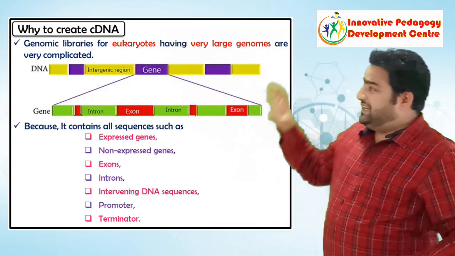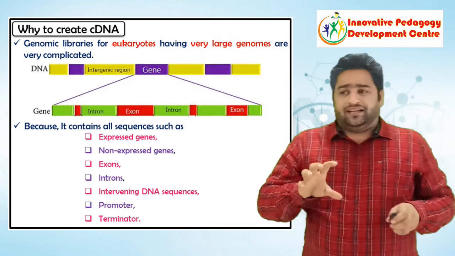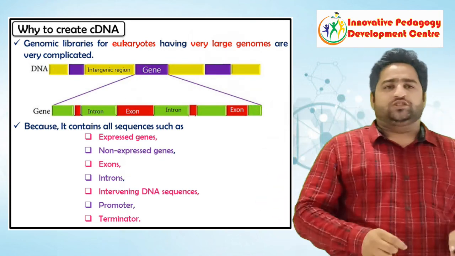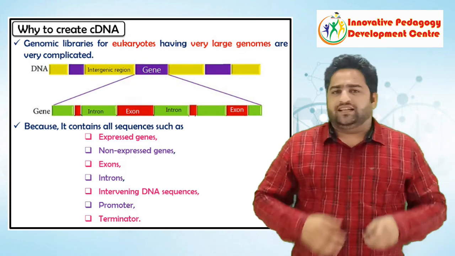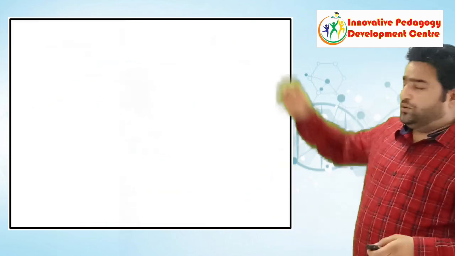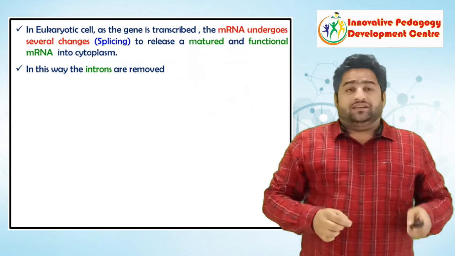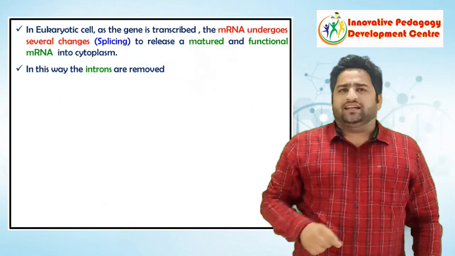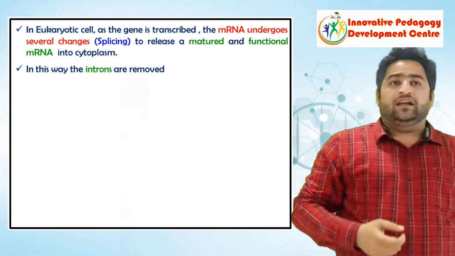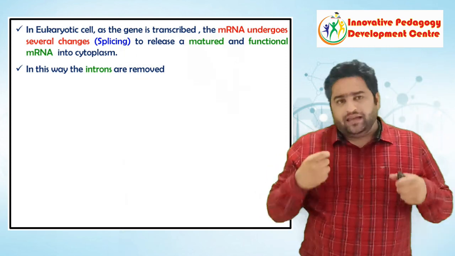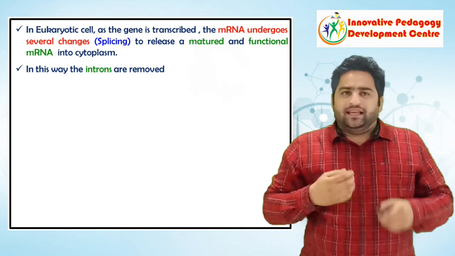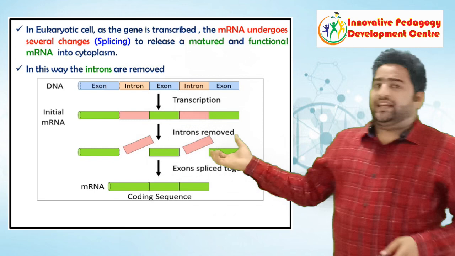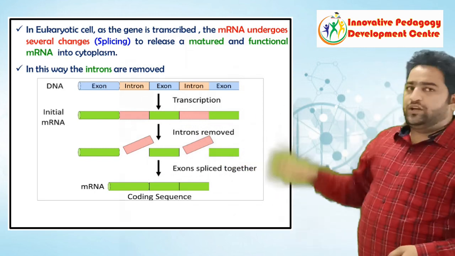We can see that the eukaryotic gene has all the sequences: expressed gene, non-expressed gene, exon, intron, intervening DNA sequences, promoter region, terminator region. In the eukaryotic cell, as the gene is transcribed, the mRNA undergoes several changes called mRNA splicing to release a matured and functional mRNA into the cytoplasm. In this way, the introns are removed. It is the process of exon splicing and intron removal.